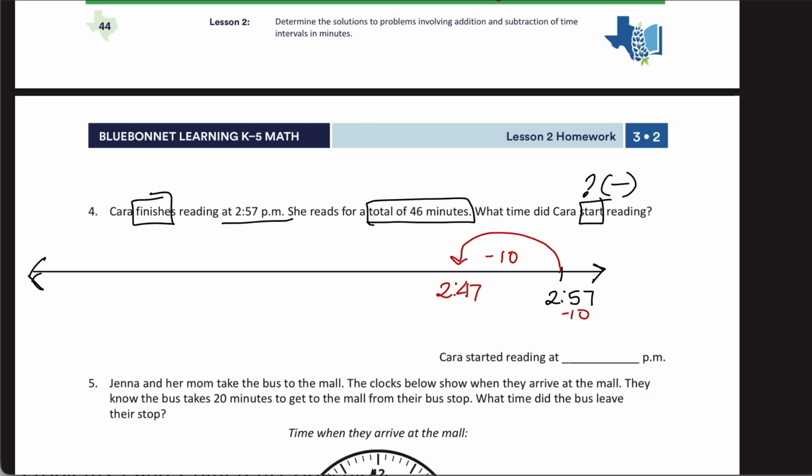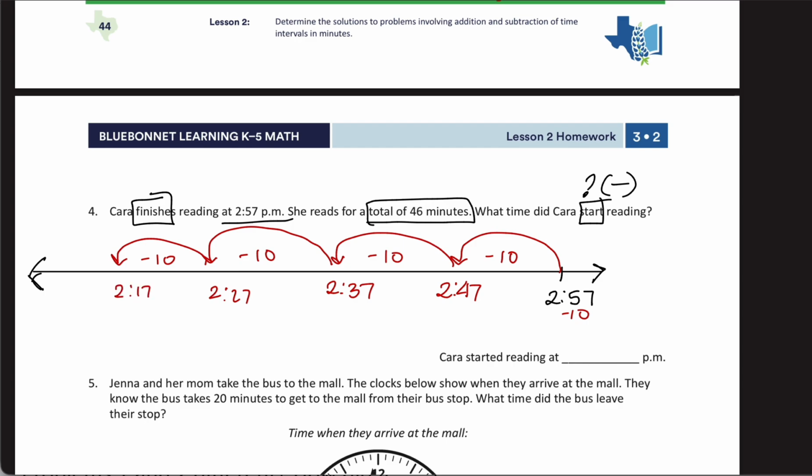Okay. 2:47 minus 10 makes 2:37. 2:37 minus 10 makes 2:27. 2:27 minus 10 makes what? What's 2:27 minus 10? Very good, 2:17.